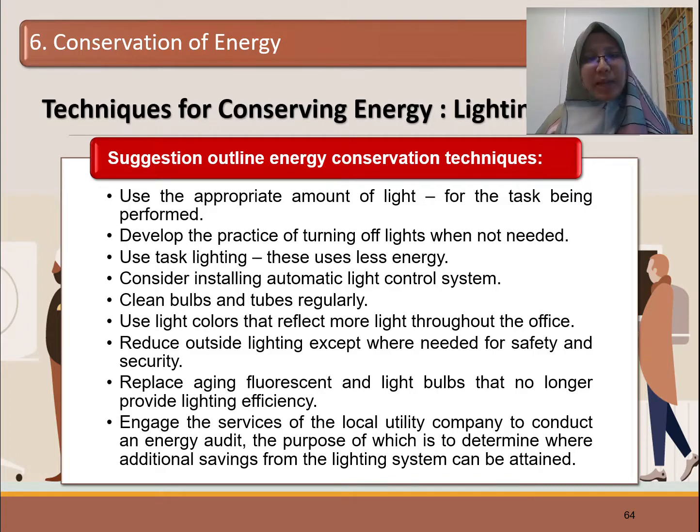The next one is to replace aging fluorescent lamps and light bulbs that no longer provide lighting efficiency. When your fluorescent lamp is not as bright as before, you need to change the fluorescent light bulbs. And lastly, engage the services of the local utility company to conduct an energy audit, the purpose of which is to determine where additional savings from the lighting system can be attained. So these are the suggested energy conservation techniques for the lighting system.